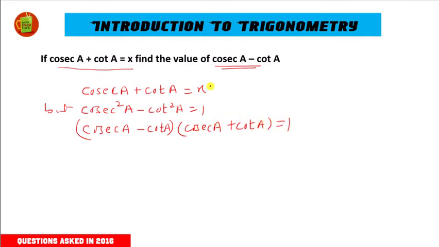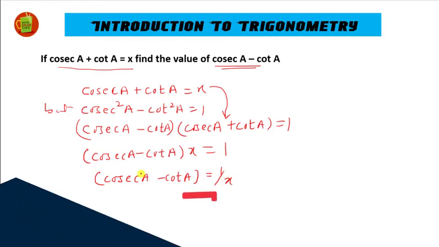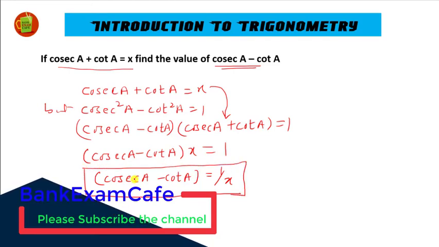But cosec A plus cot A, that is what? It is equal to x. So this will be cosec A minus cot A into x, which is equal to 1. We have to find the value of cosec A minus cot A. So shift x to the other side. So it will be cosec A minus cot A, which is equal to 1 by x. And therefore the required value of cosec A minus cot A is equal to 1 by x.